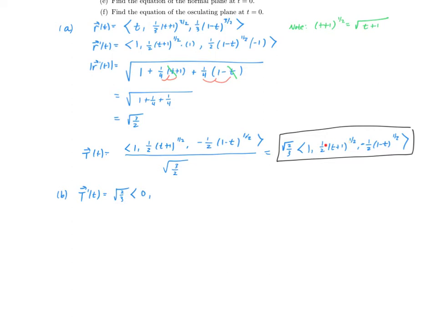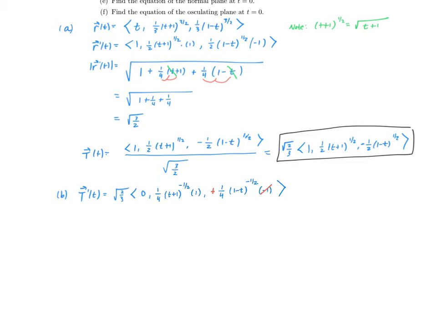So the 1/2 comes down front. The new power is going to be 1 less than 1/2. So we would have 1/4 times (t plus 1) to the minus 1/2. And once again, there is a chain rule going on, but you're multiplying by 1. In the third component, similarly, you have a minus 1/2 times 1/2, so minus 1/4, (1 minus t) now to the minus 1/2 power. And by the chain rule, you have a minus 1. And note the minus, a minus makes that a plus.